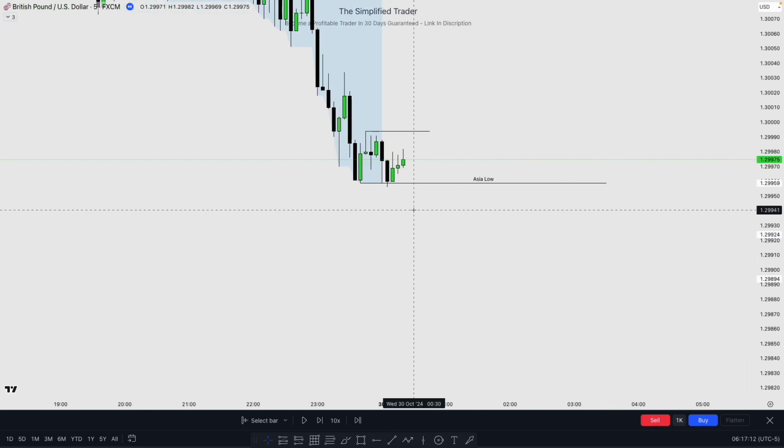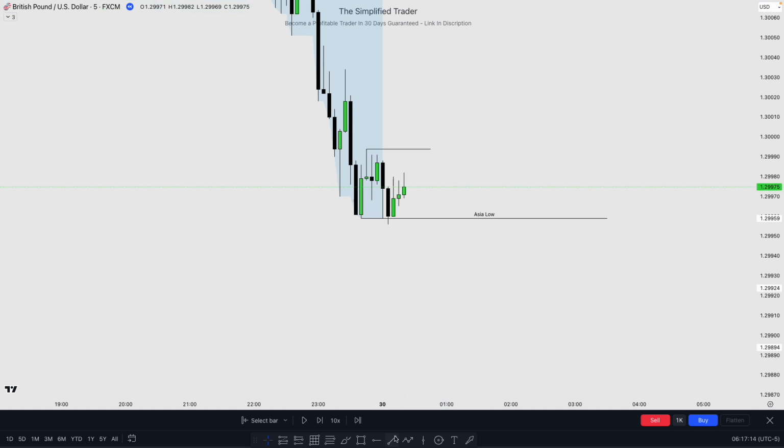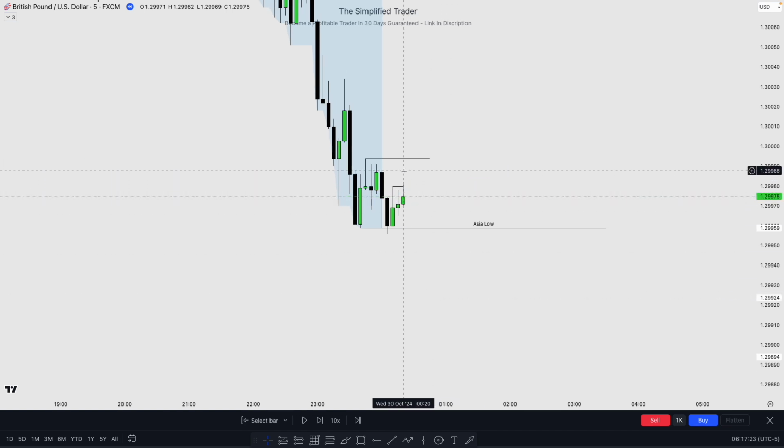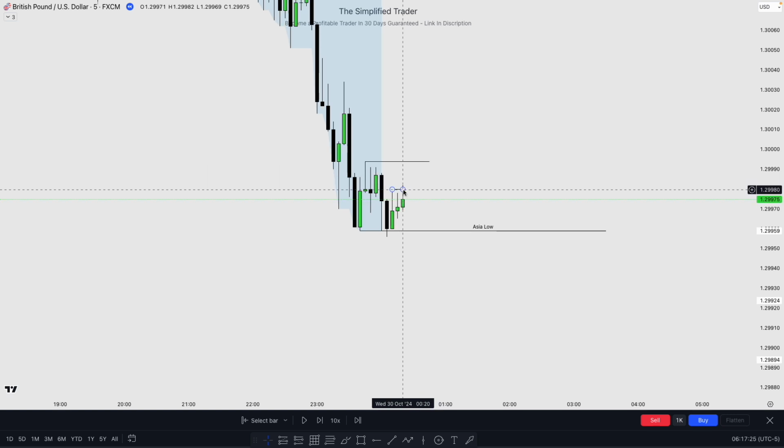Here we can see, first of all, the very first thing that happens is we have a swing high, but then this candle closed back into the range. I do not want that. I want a strong closure through the high. That's what I'm waiting for.